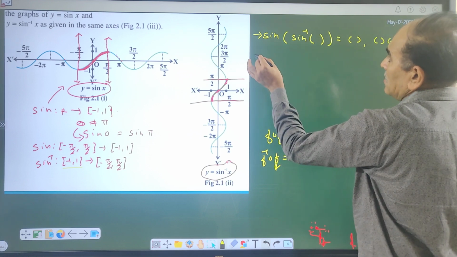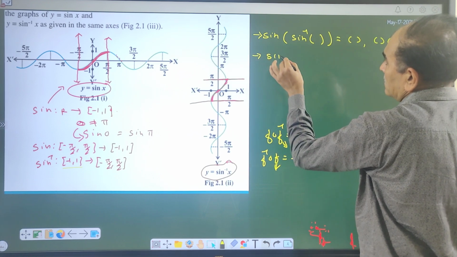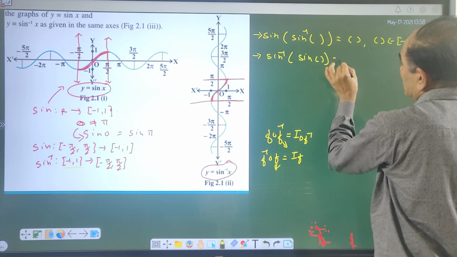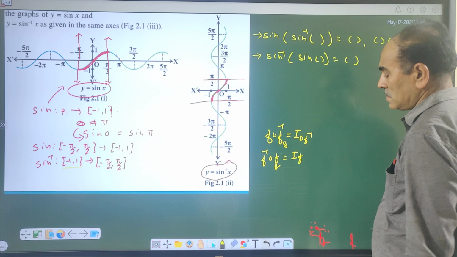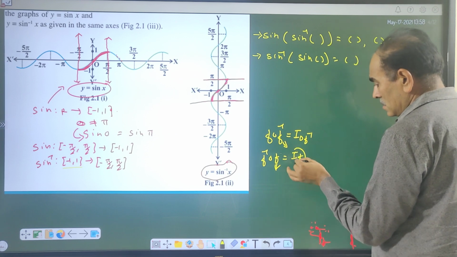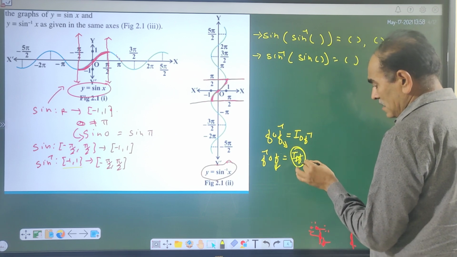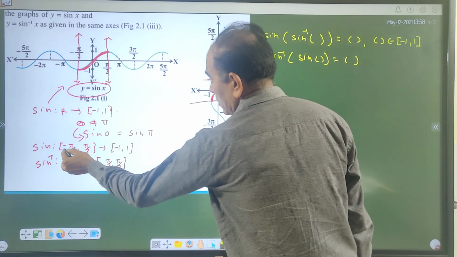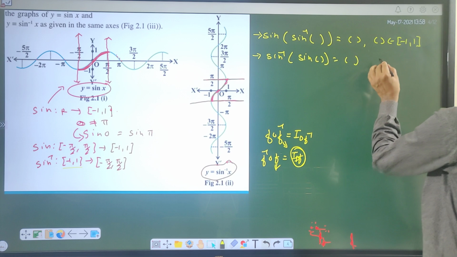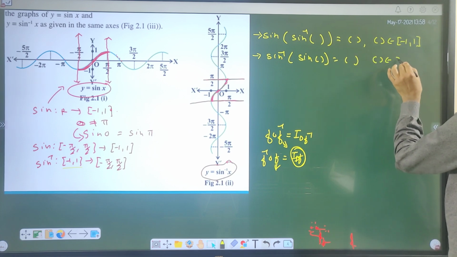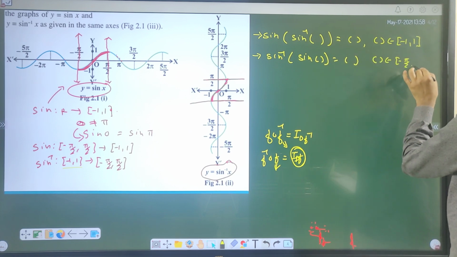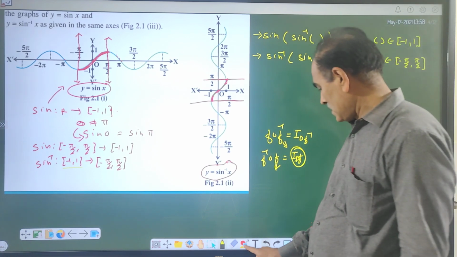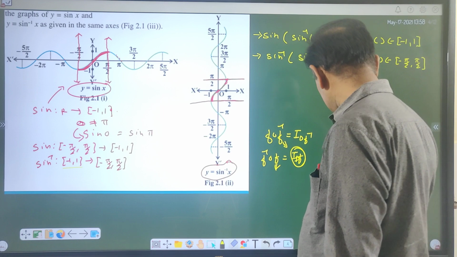So similarly, the other one: sine inverse of sine of some angle is equal to that angle. What is the domain of f? Here the domain of f is the closed interval minus pi by 2 to pi by 2. That means the angle belongs to the closed interval minus pi by 2 to pi by 2. Clear?